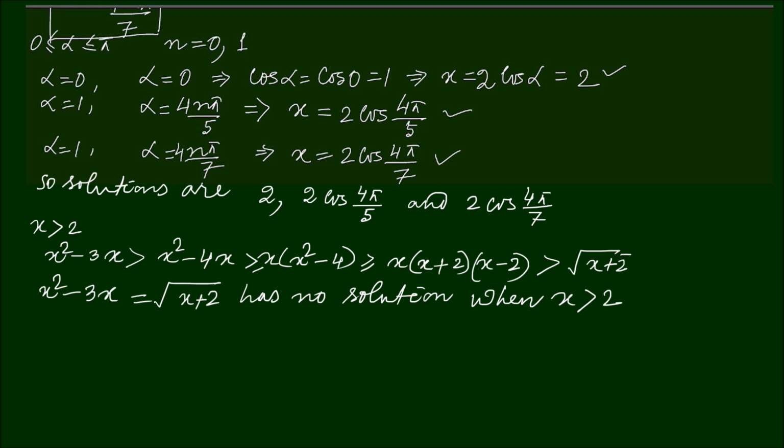So for x less than minus 2, there is no solution. For x greater than 2, no solution. So solutions are 2, 2 cos 4 pi by 5, and 2 cos 4 pi by 7.